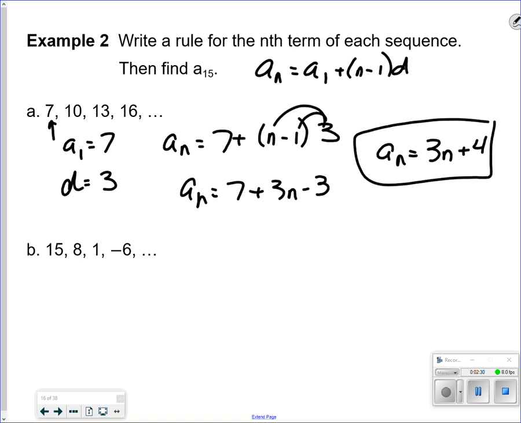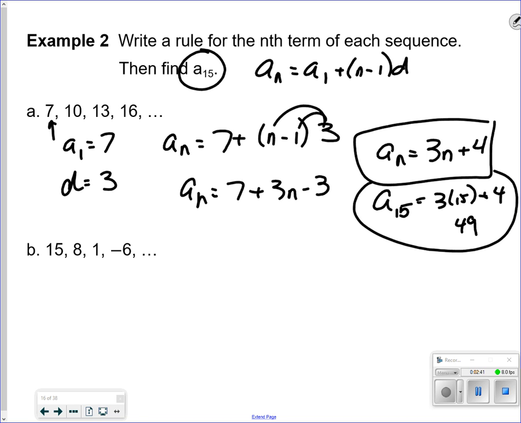Now they want me to find a specific term in the sequence. So a sub 15, we're going to plug 15 in for n. And so a sub 15 is 49. So again, write the rule and find a specific term. Again, we know a sub 1. So a sub 1 is 15. Common difference, it's subtracting 7 each time.